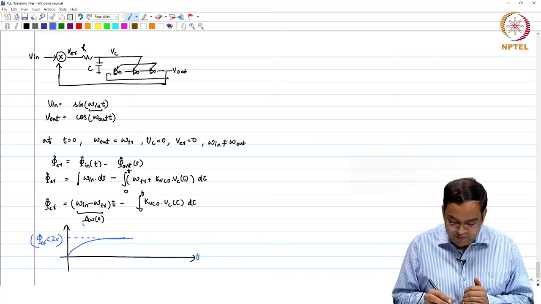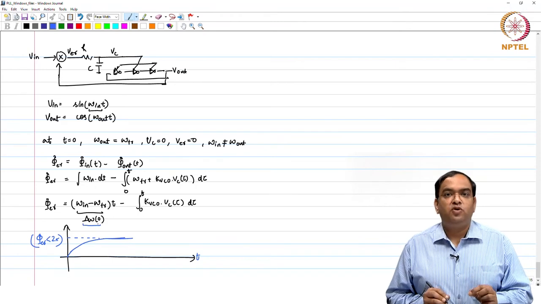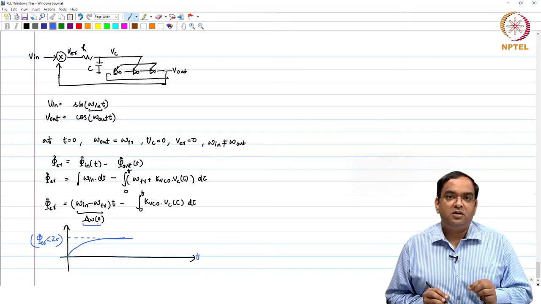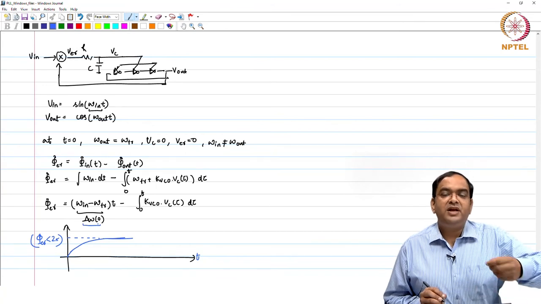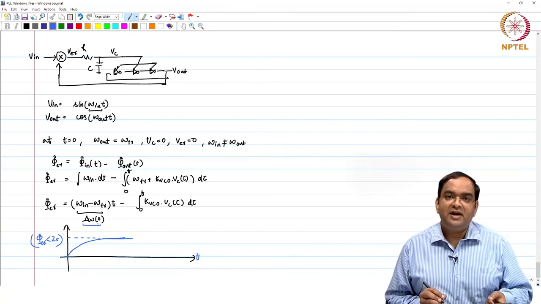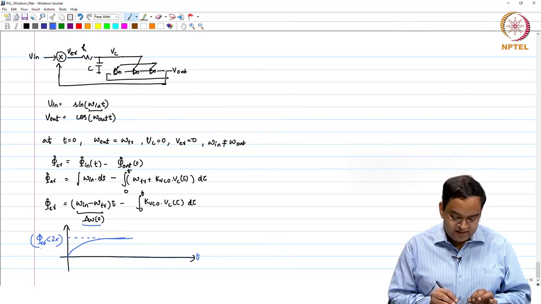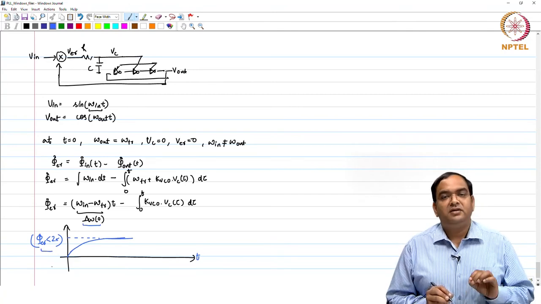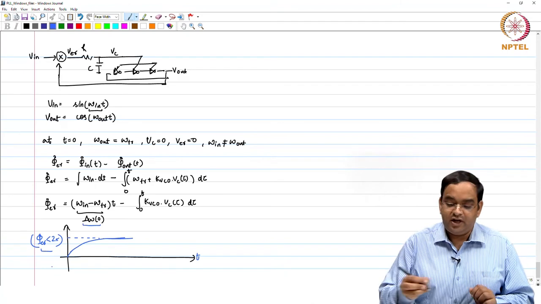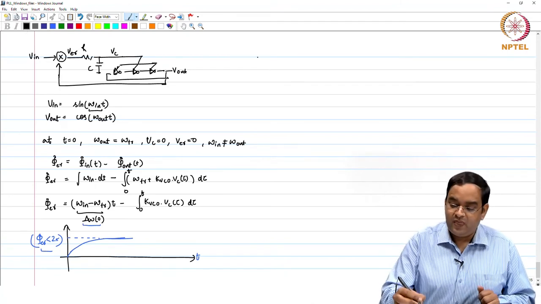So, what is this maximum delta omega 0 which you can have in the beginning, over which the PLL can acquire lock without this phase error exceeding 2 pi? That is called the lock-in range.